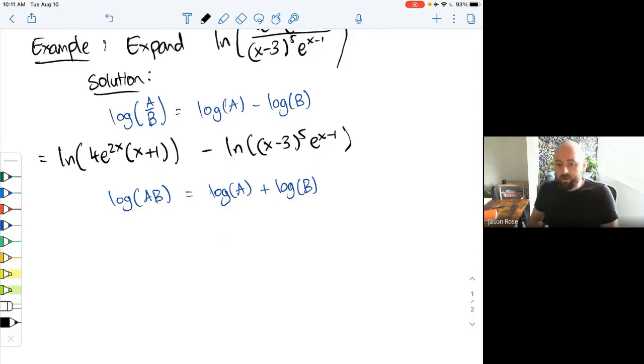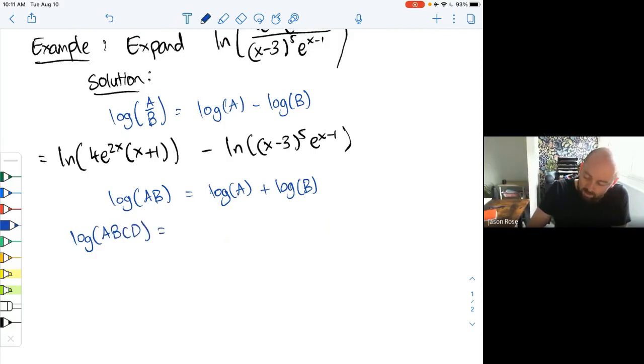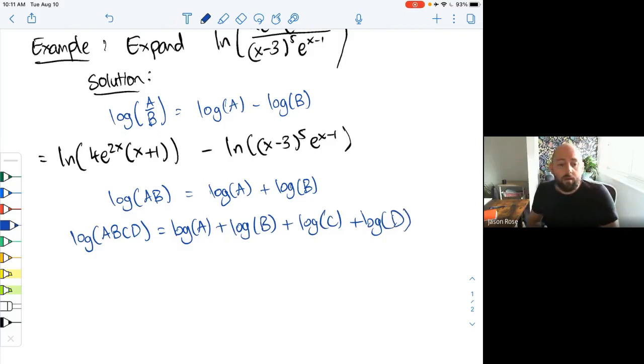But we're going to apply this product rule, and it's not limited to just 2 things multiplying inside the log. If I have log of ABCD, for example, that's log of A plus log of B plus log of C plus log of D. So it can work with any number of things multiplying, as long as they're all inside the log function. So that's going to be our next step in this.